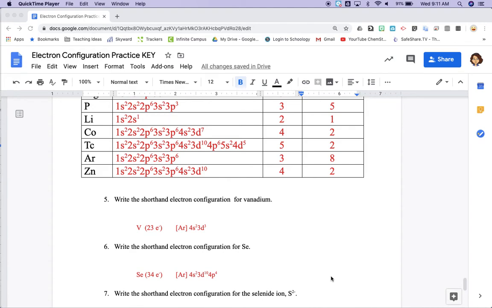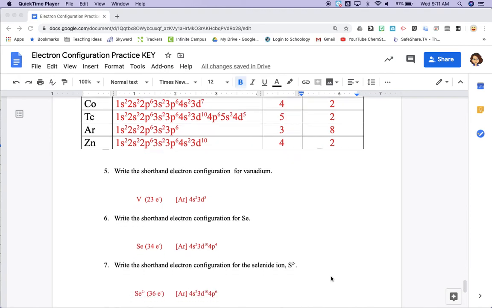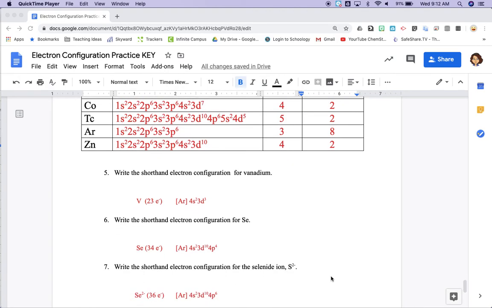Take your electron configuration for selenium and change that to match selenide, the Se2- ion. This one you simply have to add 2 more electrons to the electron configuration for selenium to represent the 2 electrons that are added when forming the selenide ion.